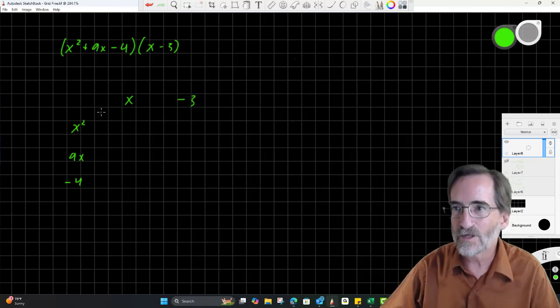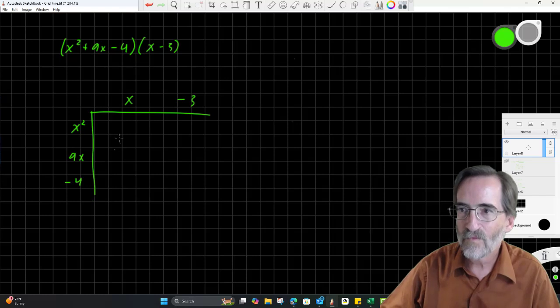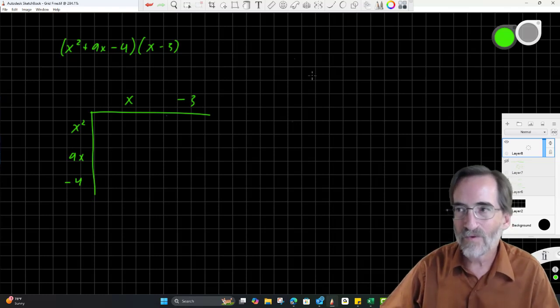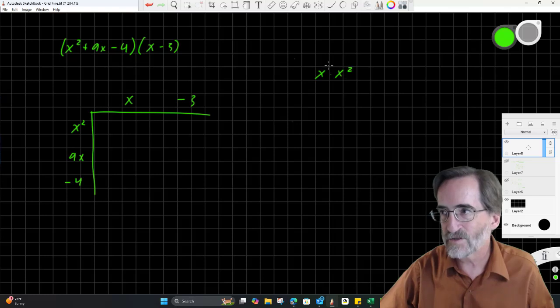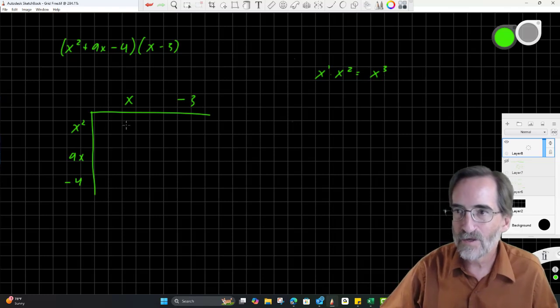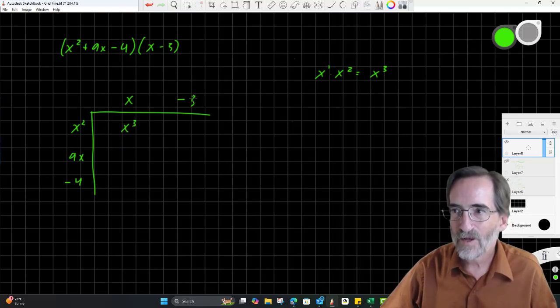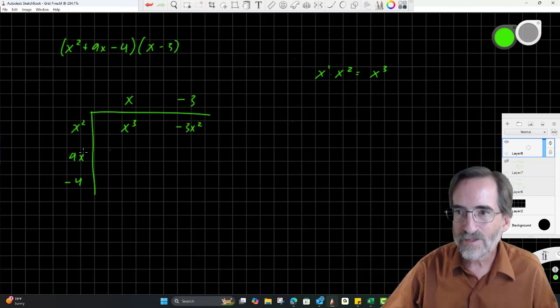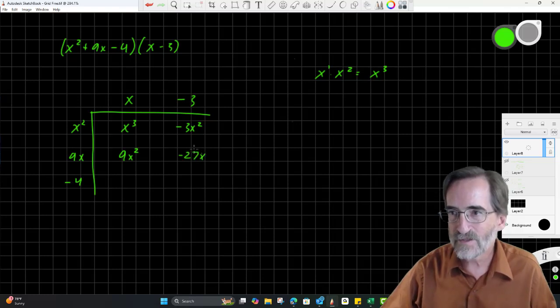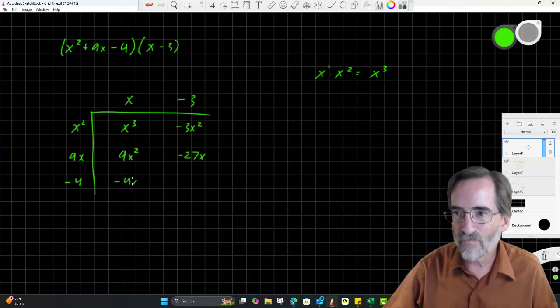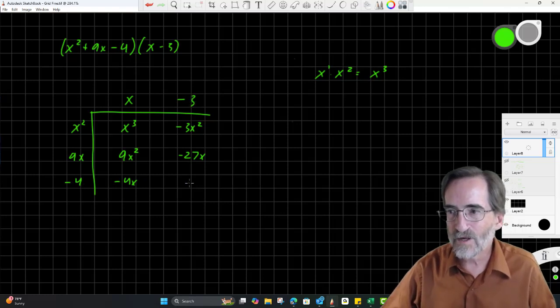We're just going to multiply each row by each column. Let's do this off to the side. x times x squared is x to the 1 times x to the 2, which is x to the 1 plus 2, or x to the third power. Negative 3 times x squared is negative 3x squared. x times 9x is 9x squared. Negative 3 times 9 is negative 27x. x times negative 4 is negative 4x. Negative 3 times negative 4, and negative times negative is a positive, 12.